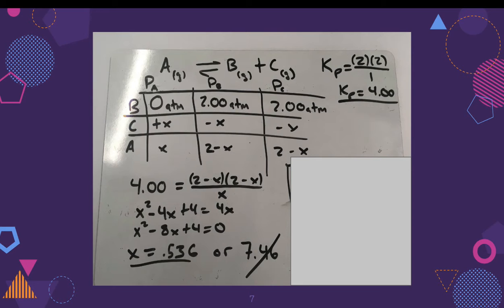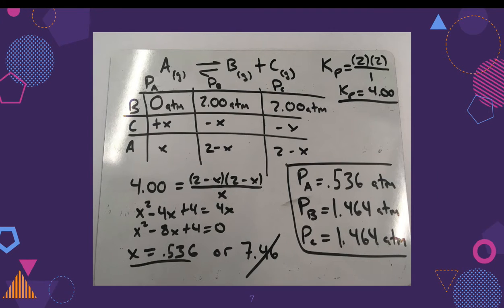But you do not choose 7.46, because if you plug it back into the BCA chart for 2 minus X, you'll have a negative pressure, and that's impossible. So your answer for X is 0.536. Then, solving for the individual pressures, which is what it asks, you just plug X into the after section. So 0.536 atm would equal the pressure of A, and 2 minus 0.536 would equal the individual pressures of B and C.